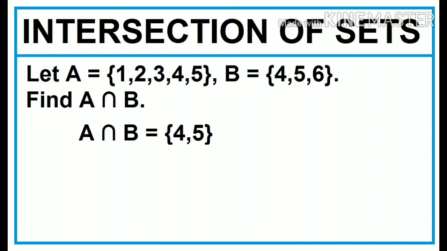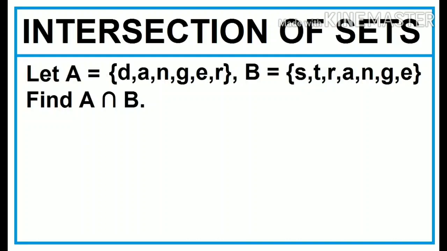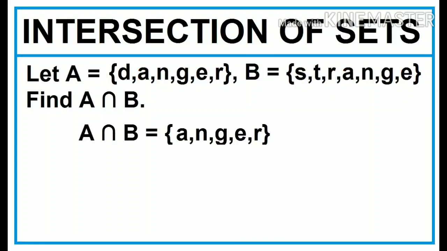Let's take another example. A is equal to DANGER and B is equal to STRANGE. In this, both A and B have the common elements A, N, G, E, R. So A intersection B is {A, N, G, E, R}.